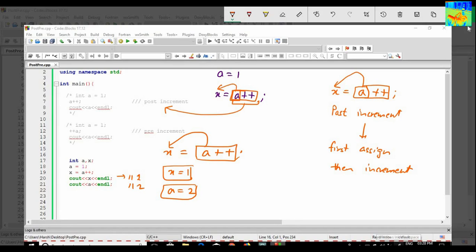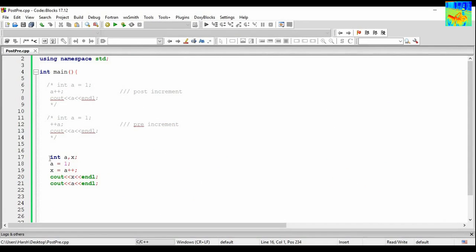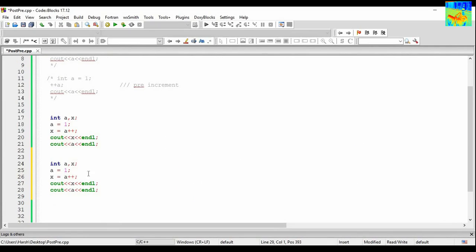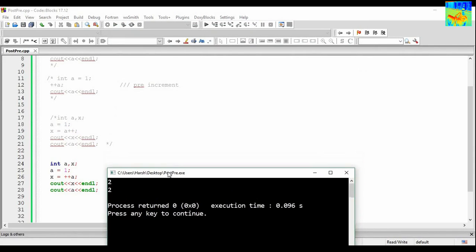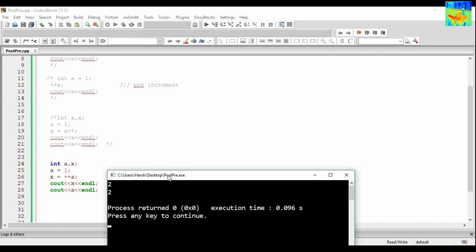Now let's see what will happen in case of pre-increment. So Control C, Control V. Instead of writing a plus plus, what I will do, I will write plus plus a. And let's comment it out. So let's see. Here you can see the value of x is 2 and the value of a is also 2. In previous case, the value of x was 1.